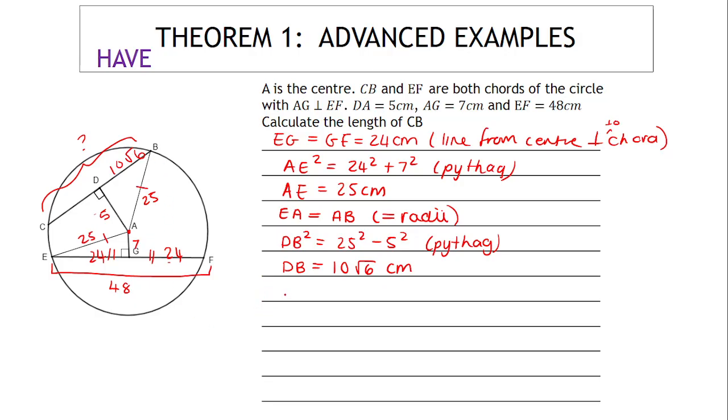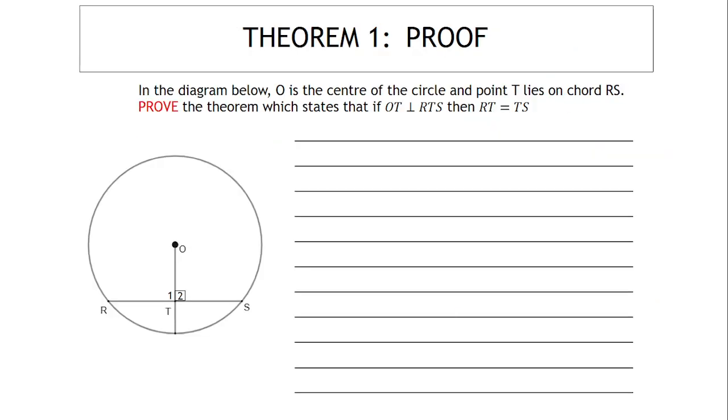And now what do I know? I know that CD is equal to DB. What do I have? I have the line from the center perpendicular to the chord. Therefore, the whole of CB is going to be 20 root 6 units. Hopefully you got that.